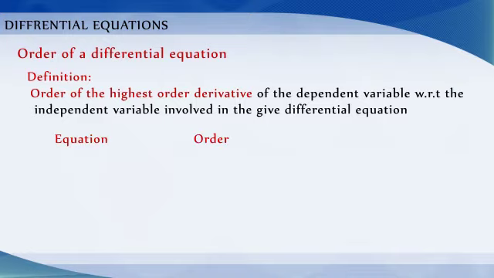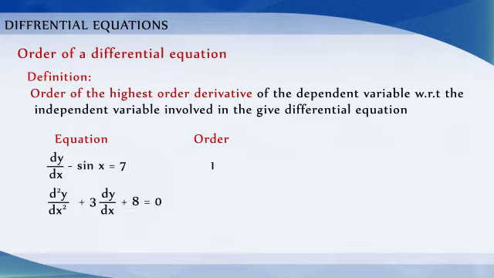The order of the differential equation dy/dx − sin x = 7 is 1. The order of the differential equation d²y/dx² + 3 dy/dx + 8 = 0 is 2. And the order of the differential equation d³y/dx³ + x² d²y/dx² + 3 = 0 is 3.